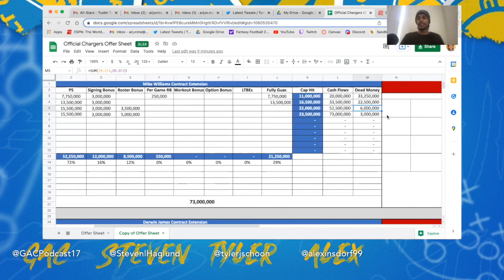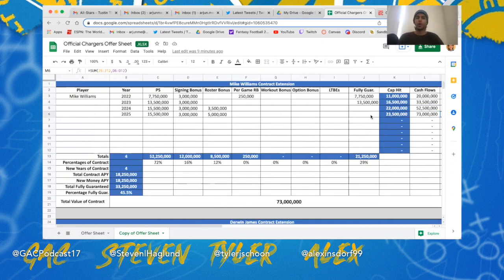And as you can see, the dead money in year 3 is $3 million. So what this means is, while this is a 4-year, $73 million contract, it can also be interpreted as a 3-year, $52.5 million contract, right? So the 3-year 52.5 essentially puts Mike at like a 17.4-ish APY. So it depends how you interpret it.